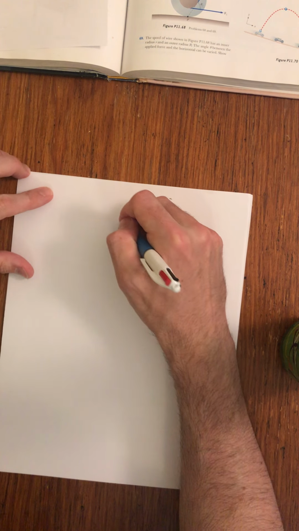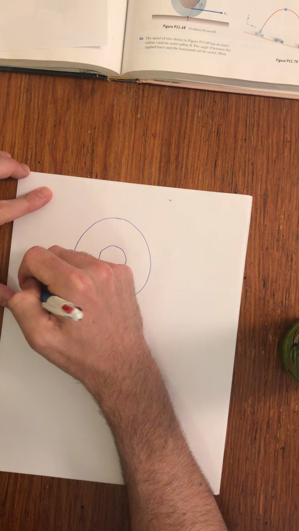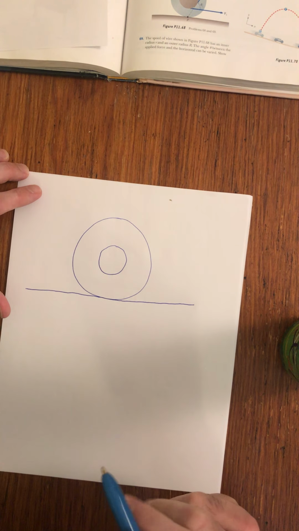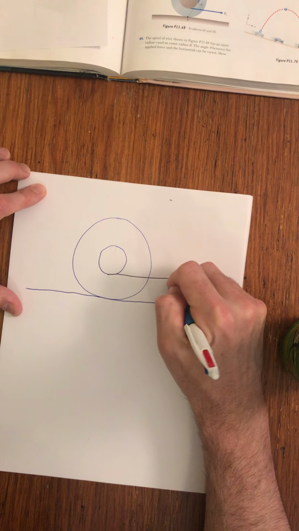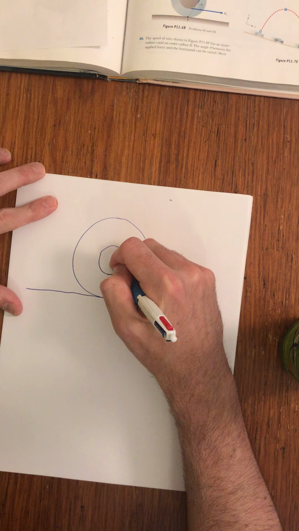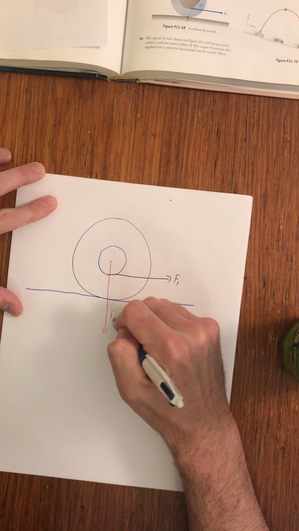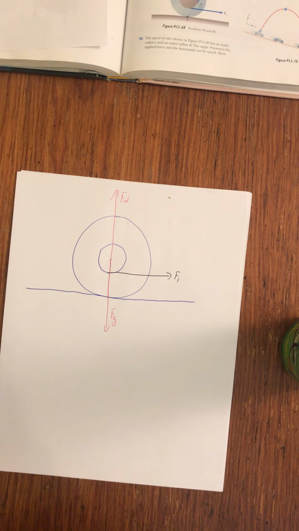We'll go to F1, right? By the way, that problem, it's very easy to go down the rabbit hole in that problem, and I have in the past with some classes. So we have F1, we've got, just for sake of consistency, Fg and Fn. Let's figure out what direction Fs acts.